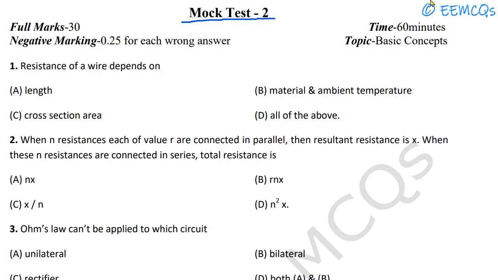As you can see, it is of 30 marks. The time given was 60 minutes and there was negative marking at the rate of 0.25 for each wrong answer. Okay. The topic was basic concepts.